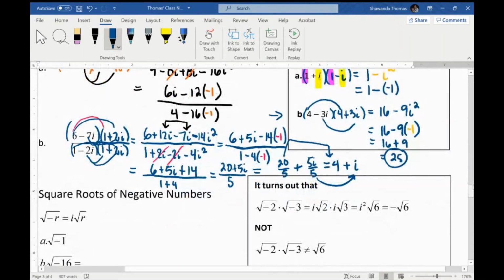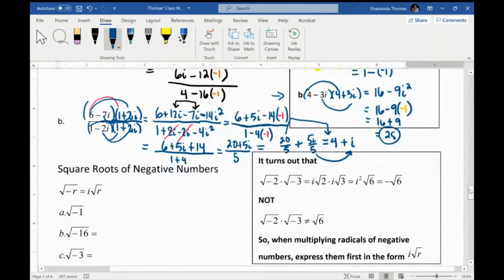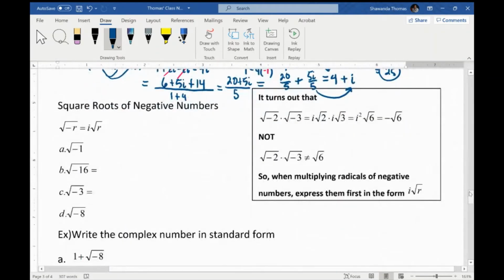Let's learn something else about the imaginary number system. Let's go over here in this box. It turns out that the square root of negative 2 times the square root of negative 3 is not this right here. This is what we're used to for the real number system. In the imaginary number system, you can't do that. If you have negatives under the radical, you have to follow this process up here. So we're going to convert some radicals to i's, and I'm going to show you how to do that. Let's go over here to the left.